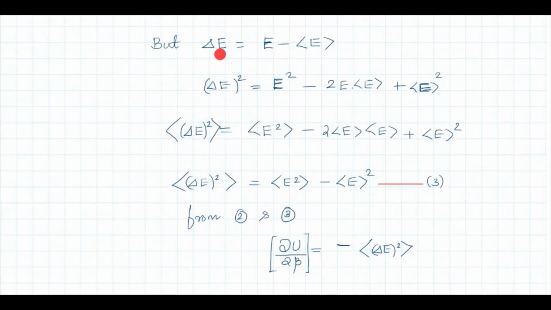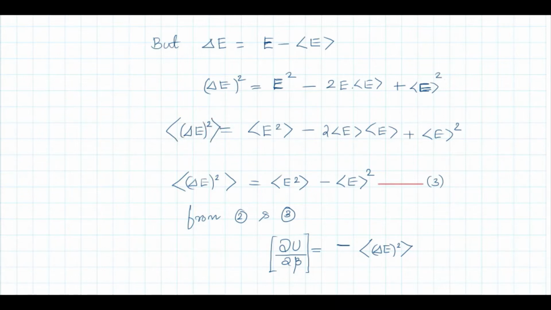But fluctuation in energy delta E can be written as E minus mean value of energy. And the square fluctuation delta E square is E square minus 2E into mean value of E plus mean value square, because this is A minus B the whole square, A square minus 2AB plus B square. Now mean square fluctuation. Okay.